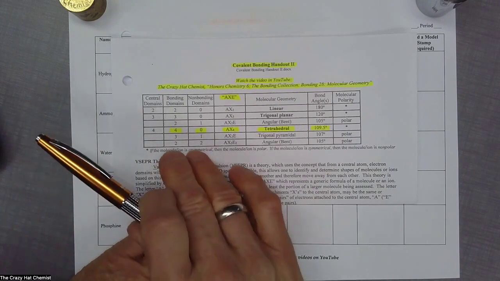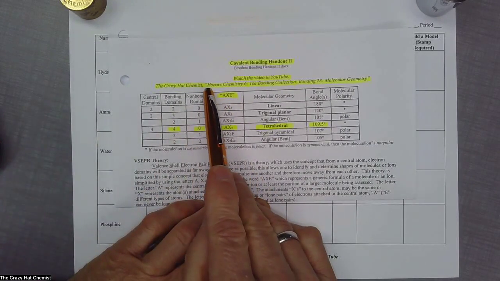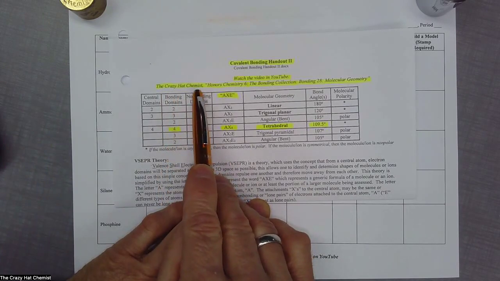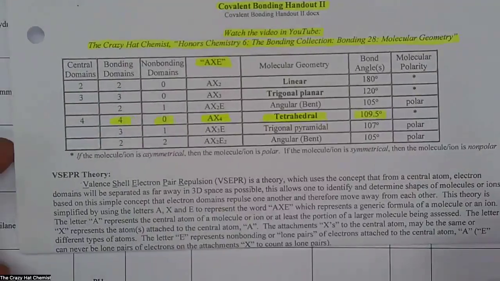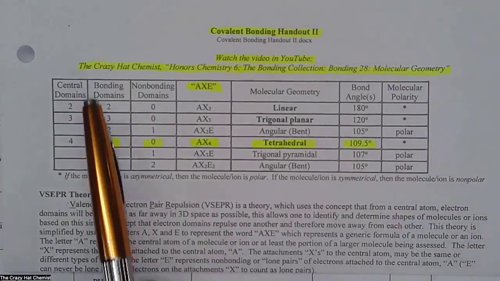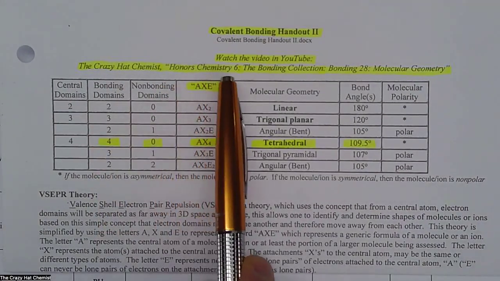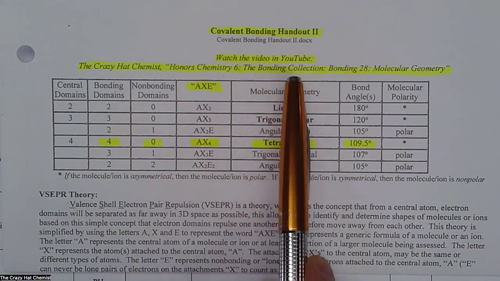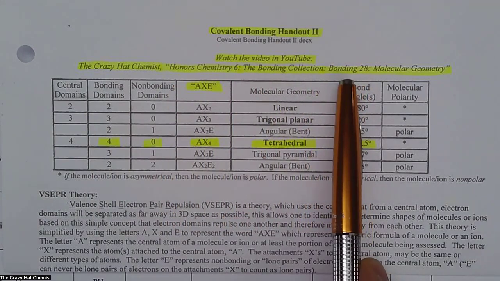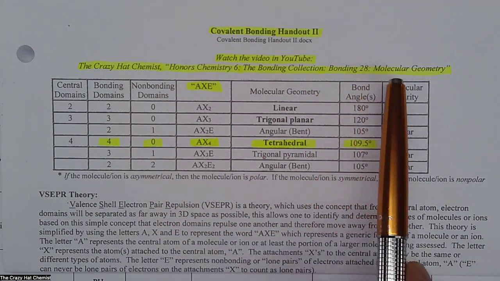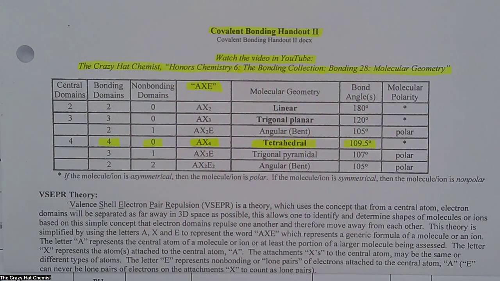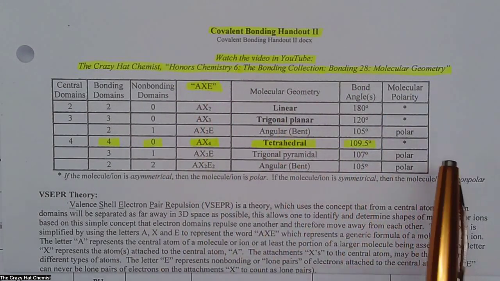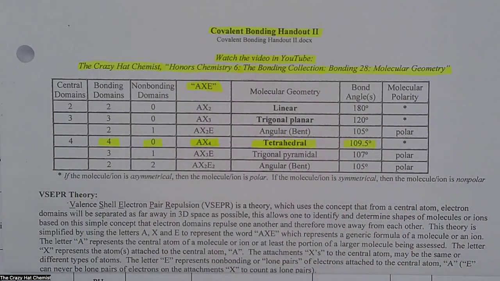That's right, folks. Okay, and where would you find that video? It's under the Crazy Hat Chemist on YouTube. Let's zoom in here. It's the Honors Chemistry 6 playlist, the bonding collection, and video bonding number 28, calling molecular geometry. It goes over the axe, the molecular geometry, bond angle, and polarity, and much, much more for the same price.